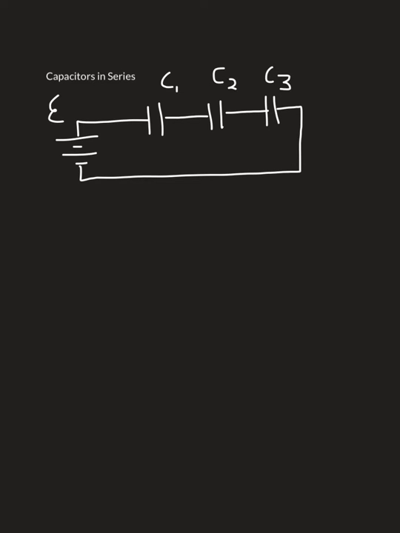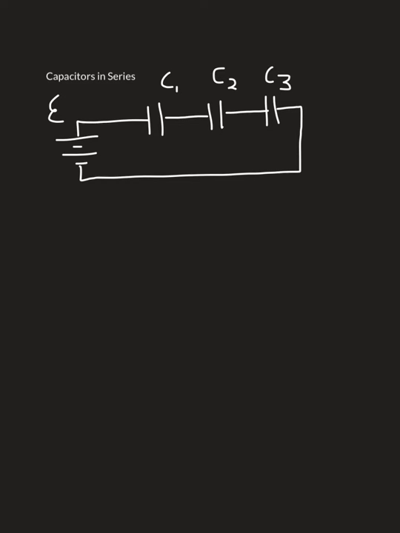In this video, we will analyze a network of capacitors when the capacitors are all connected in series. So I've drawn this sample circuit that has a battery with a certain EMF and three capacitors, C1, C2, and C3. The values of their capacitance are C1, C2, and C3.